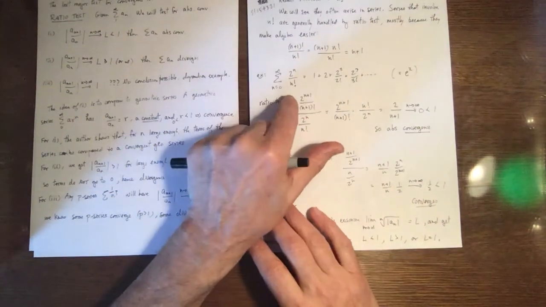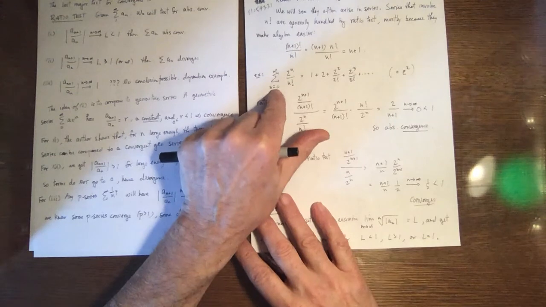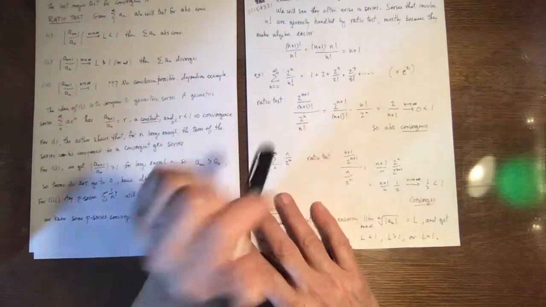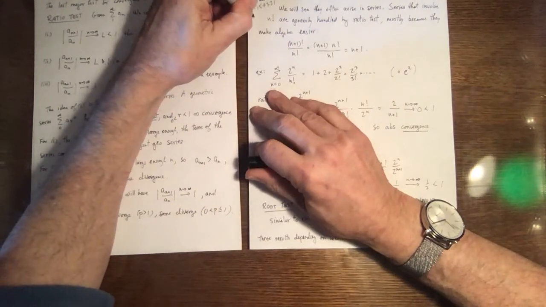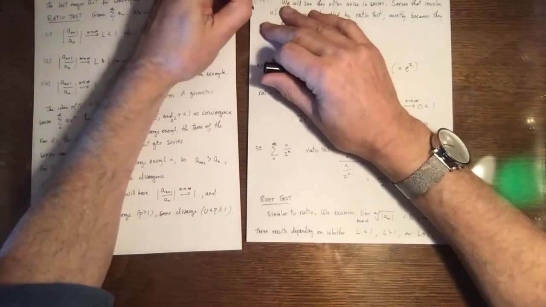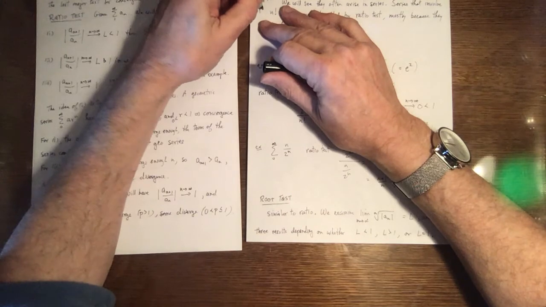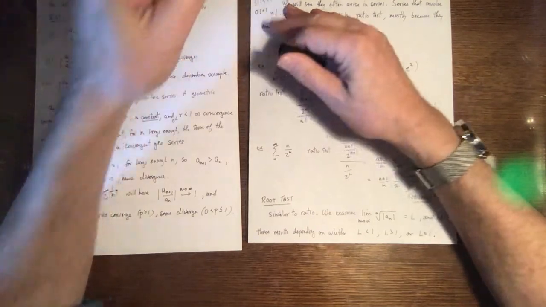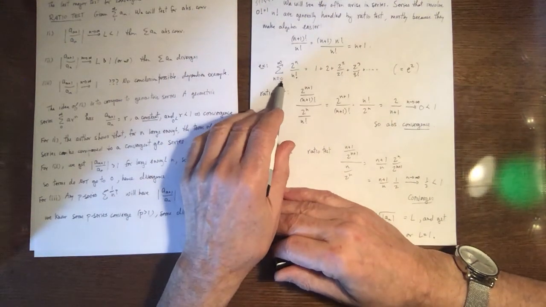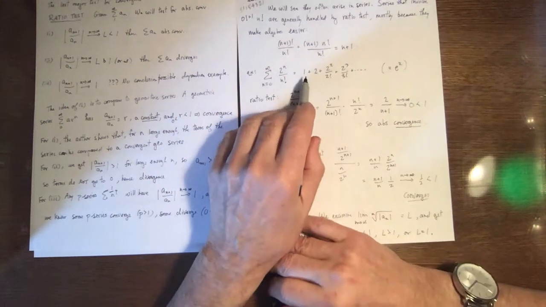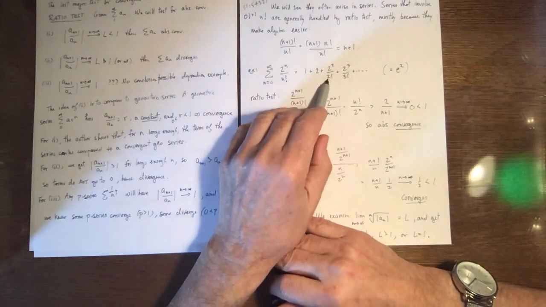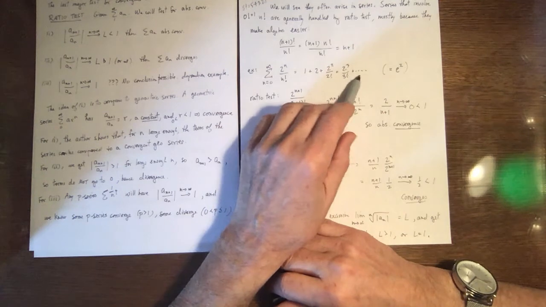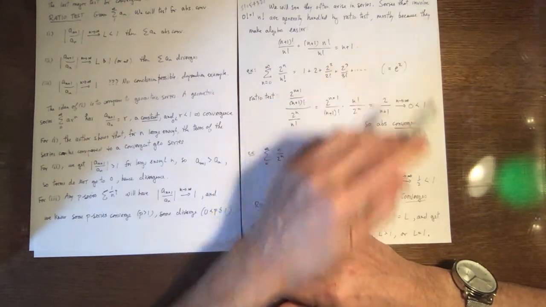For example, look at this series, the summation from 0 to infinity of 2 to the n over n factorial. Let me also remind you that, just by definition, 0 factorial is defined to be 1, so it makes sense to start at 0. So this is like 1 plus 2 squared over 2 factorial, 2 cubed over 3 factorial, 2 to the 4th over 4 factorial, and so on.